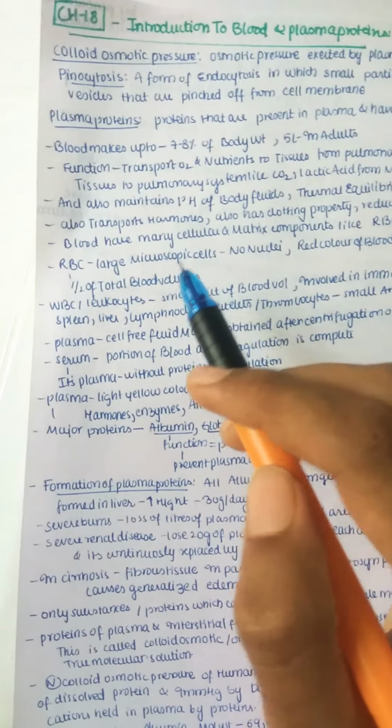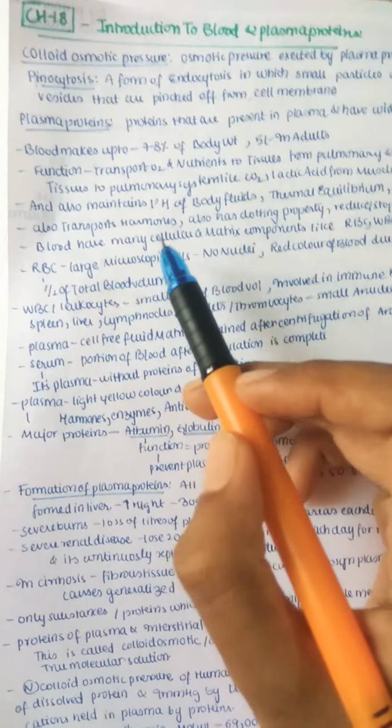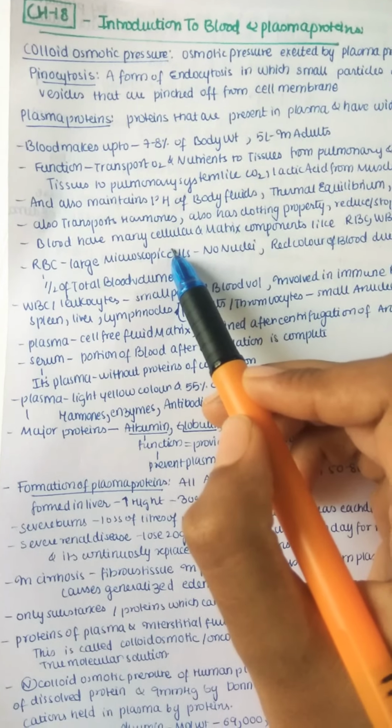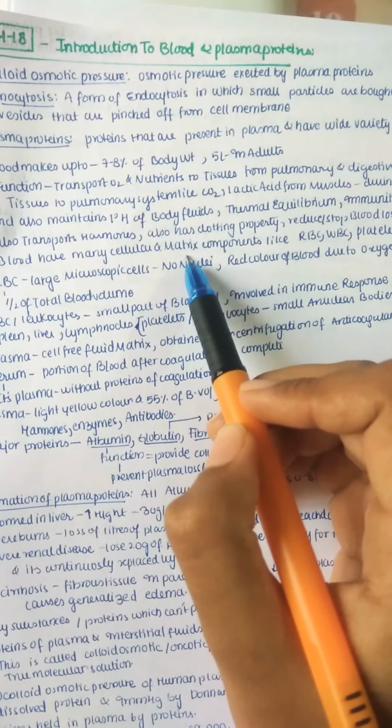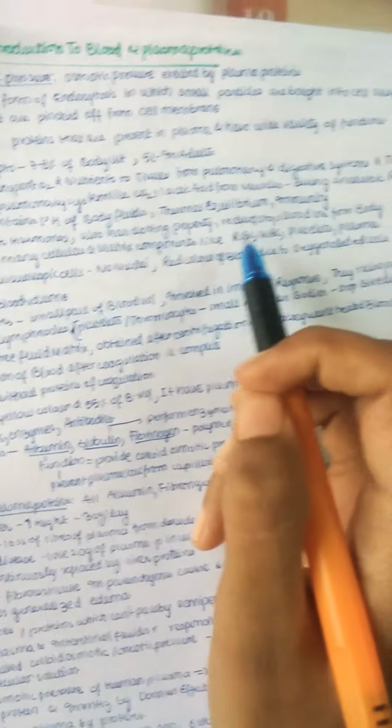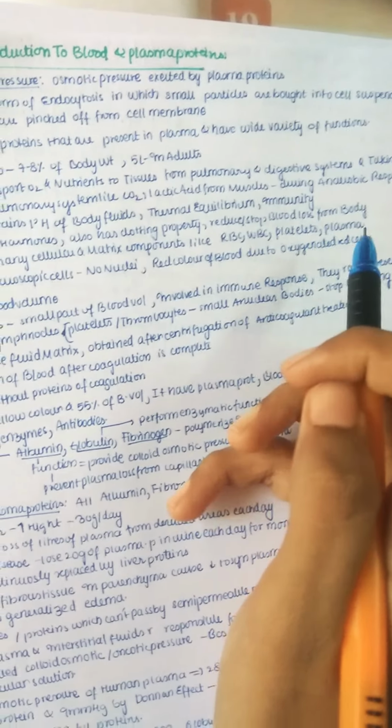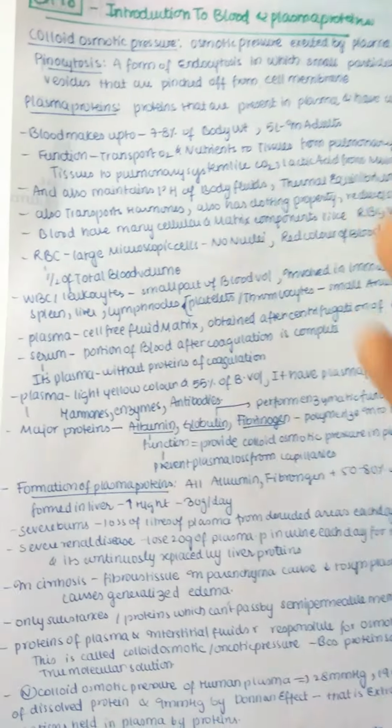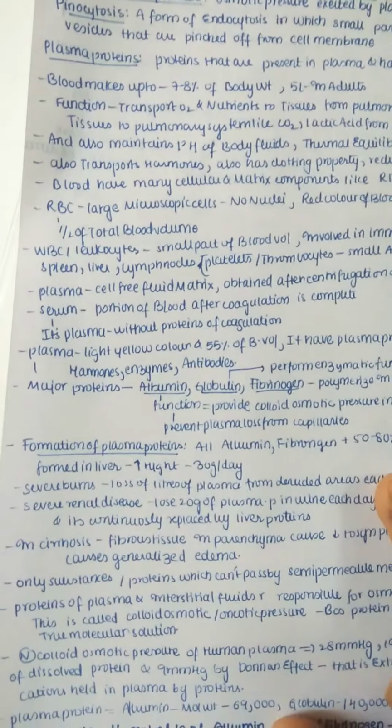And also blood has many cellular and matrix components. So what are the cellular components? RBC, WBC, platelets. And what is the matrix component? Mainly plasma. So RBC, WBC, platelets and plasma. Now let us start with the main cell in our blood, that is our RBC.